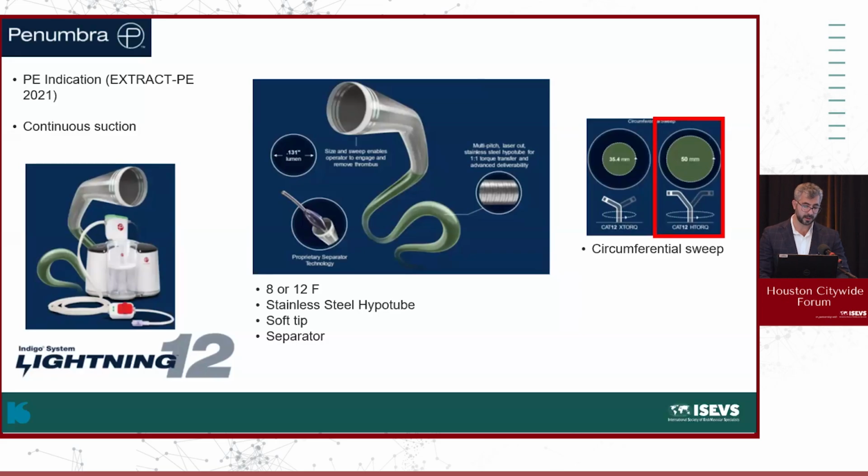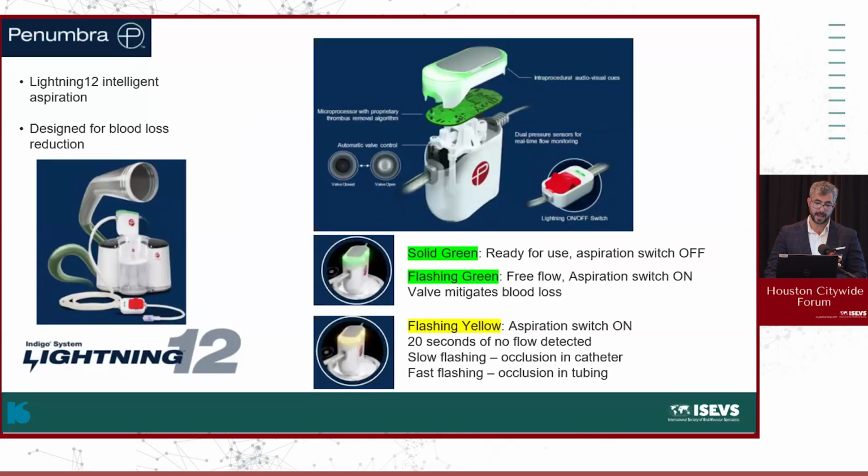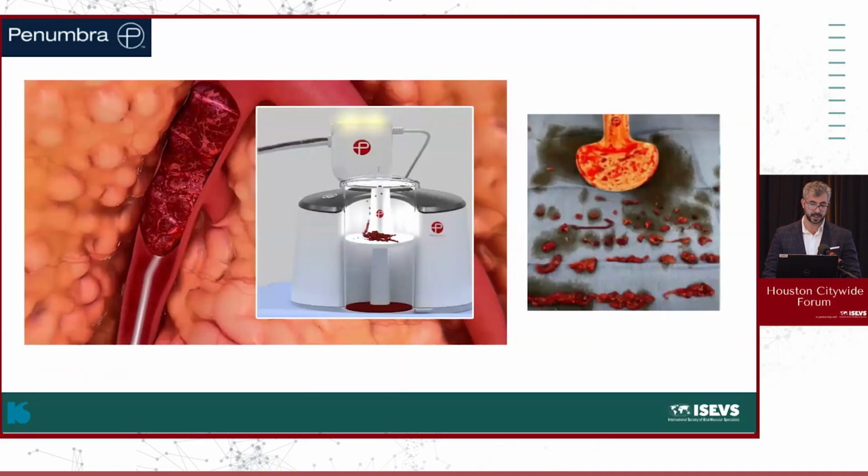This is Lightning 12. The Indigo system comes in 8 or 12 French. It's a stainless steel hypotube with a soft atraumatic tip that comes with a separator. The Hi-Torque catheter allows for a 50 millimeter circumferential sweep in the PA. And it also has this intelligent microprocessor that gives you some feedback. And I'll show it here. You can see the device is flashing orange, telling you you're stalled in clot.